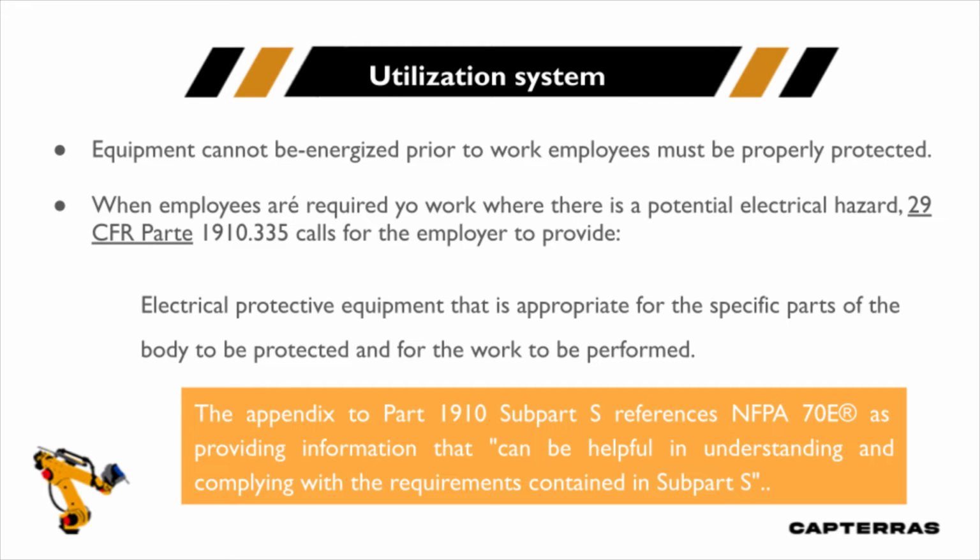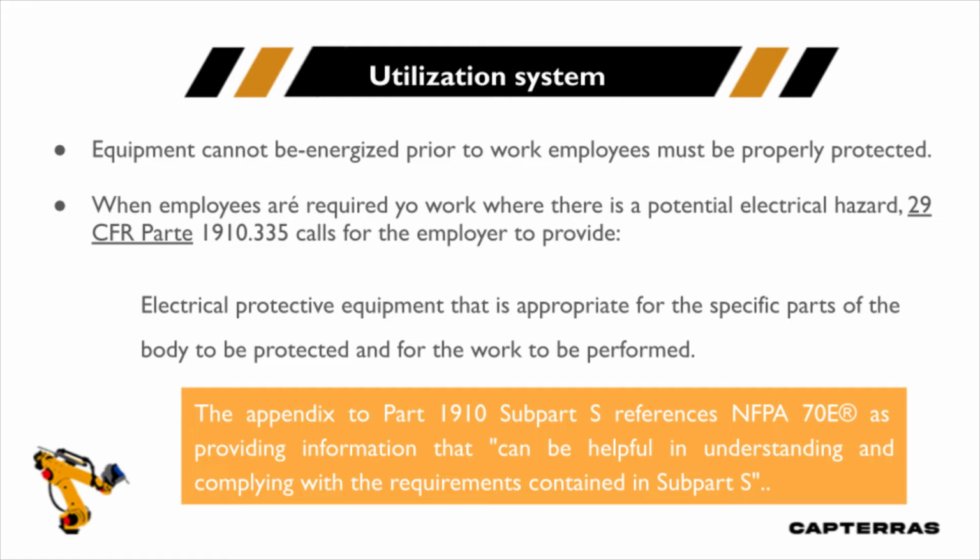OSHA subpart S for utilization systems says if equipment cannot be de-energized prior to work, employees must be properly protected. Now this is what I call one of the blanket requirements in OSHA. That language is very, very broad. So let's look here. When employees are required to work where there's a potential electrical hazard, it doesn't say there is a hazard, but a potential electrical hazard, 335 calls for the employer to provide electrical protective equipment that's appropriate for the specific parts of the body to be protected and the work to be performed.